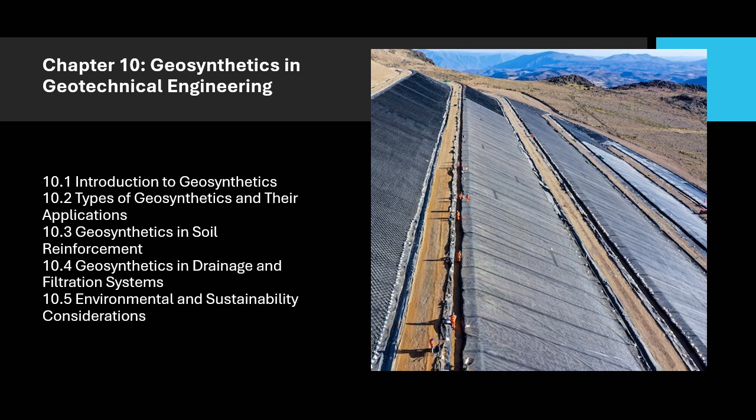10.1.1 Definition and types of geosynthetics. Geosynthetics are polymer-based materials, which means they are made primarily from synthetic polymers such as polyester, polyethylene, polypropylene, and PVC. These materials have a variety of functions depending on their specific design and properties. Below are the main types of geosynthetics and their applications in geotechnical engineering. 1. Geotextiles.